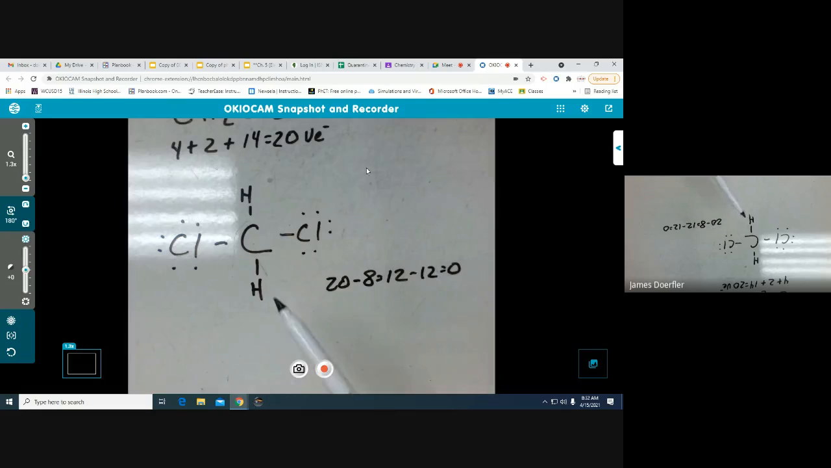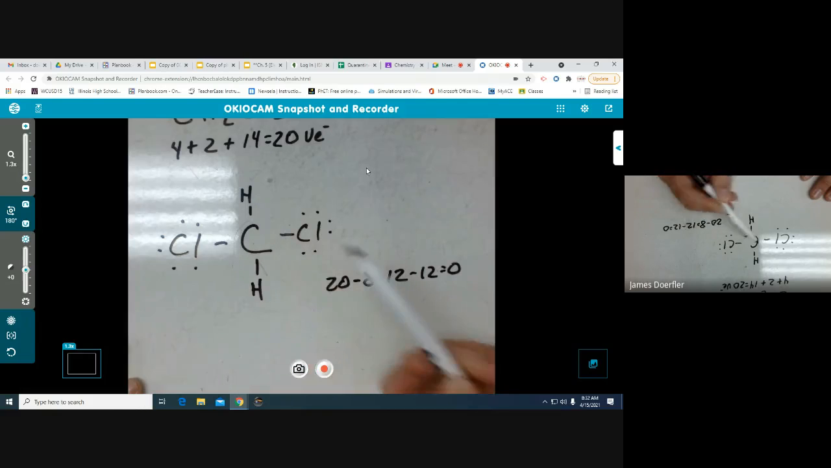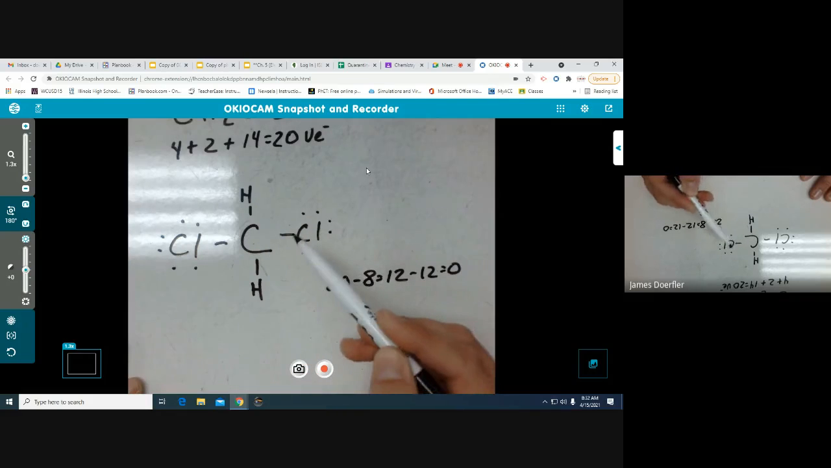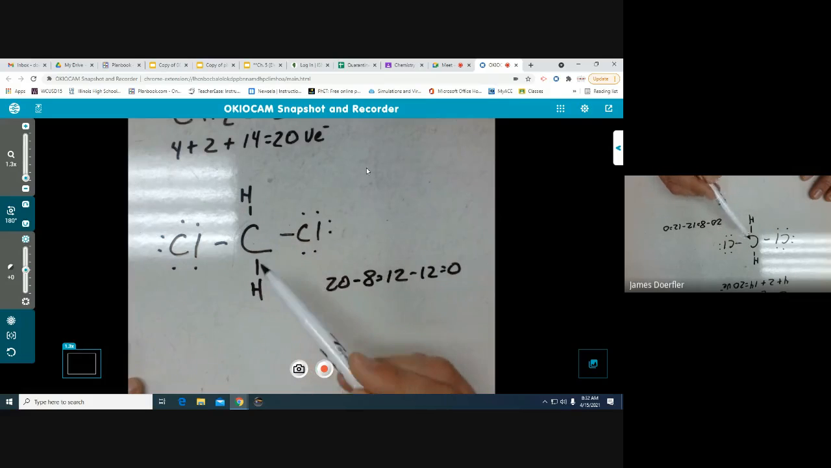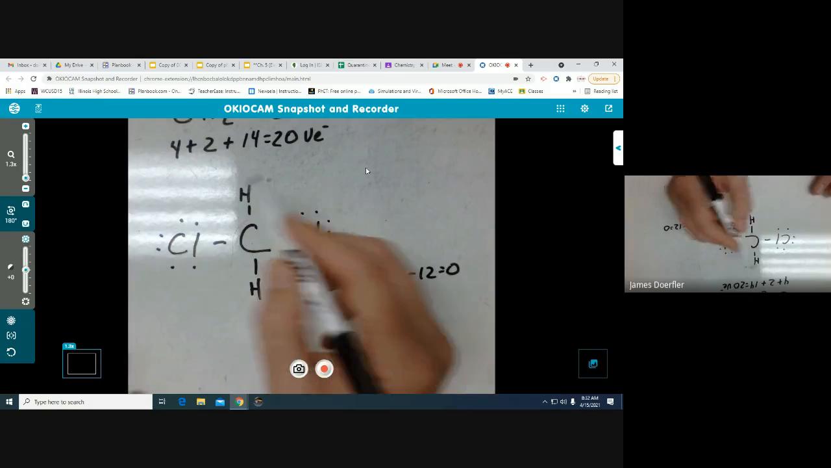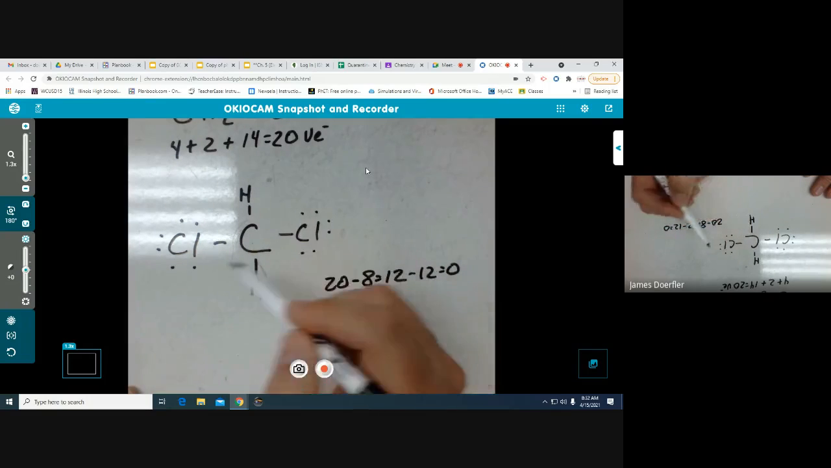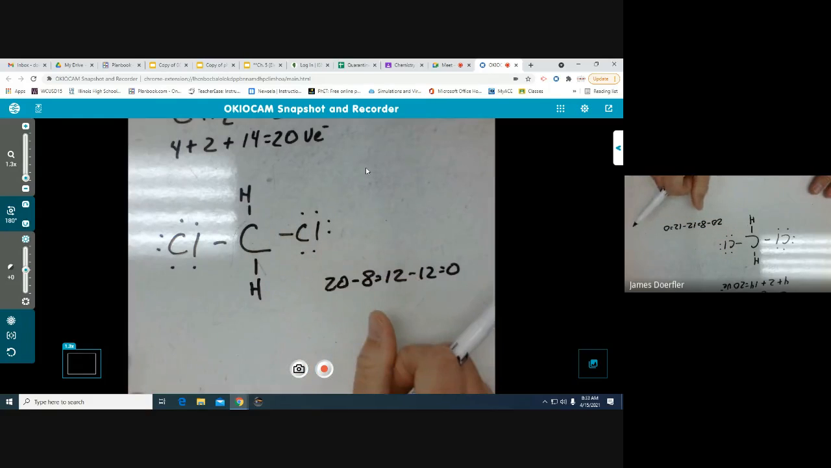and I take a step back and I say, does everything on here have a full octet or a full outer shell? Carbon, if we just count these, 2, 4, 6, 8, it's happy. This chlorine has got 8. This chlorine has 8, so they're both happy. And each hydrogen has 2, which makes it happy. So we all good? Exactly. So this would be what your Lewis structure for CH2Cl2 would be. Okay? Questions on that?